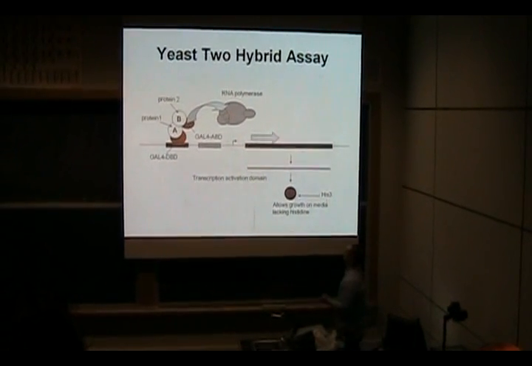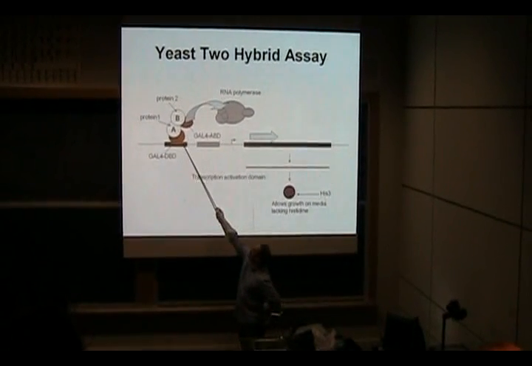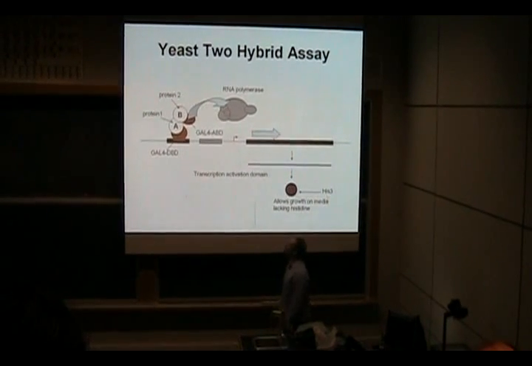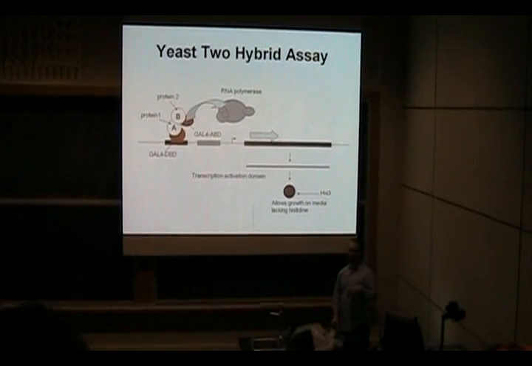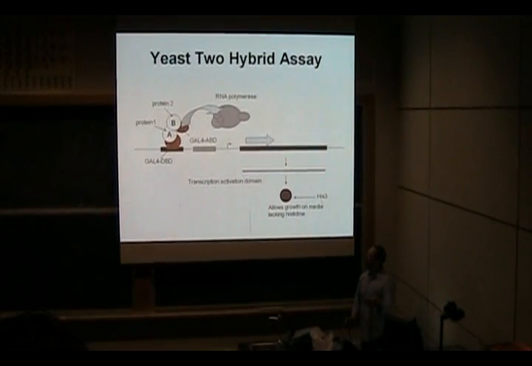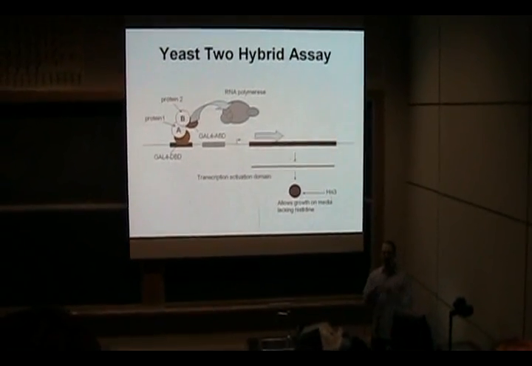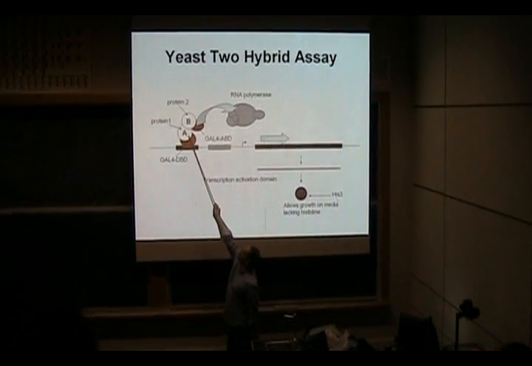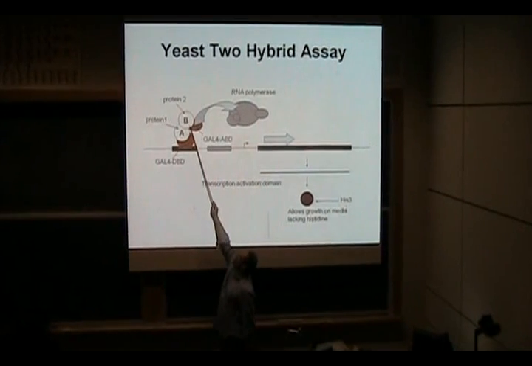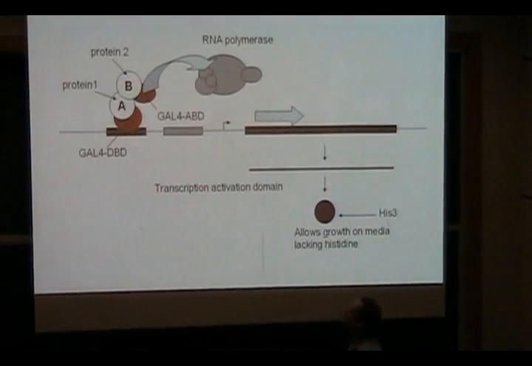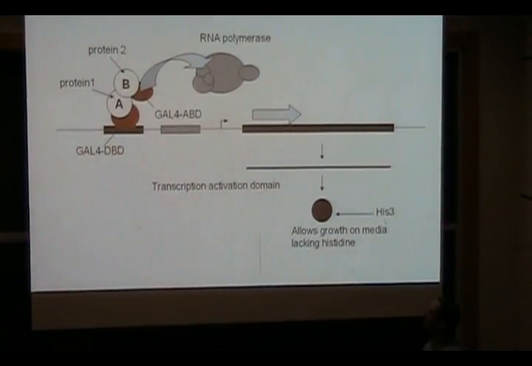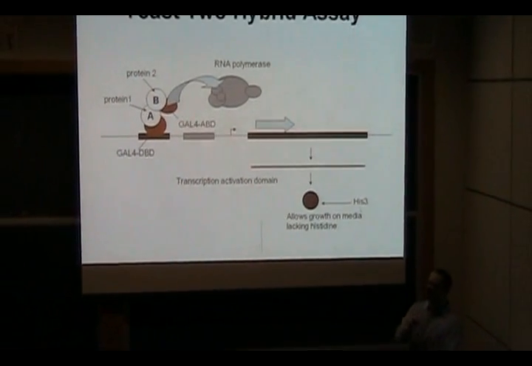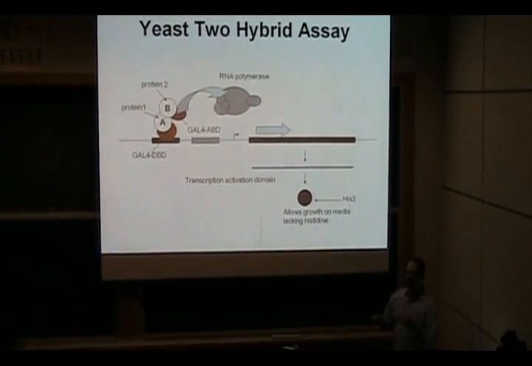Okay? So in this picture, this is the GAL4 binding domain, this is the GAL4 activation domain, and through molecular biology techniques, you fused two proteins of interest. You put one protein on the binding domain and one protein on the GAL4 activation domain, and if those two proteins interact, they'll bring those two domains closer.